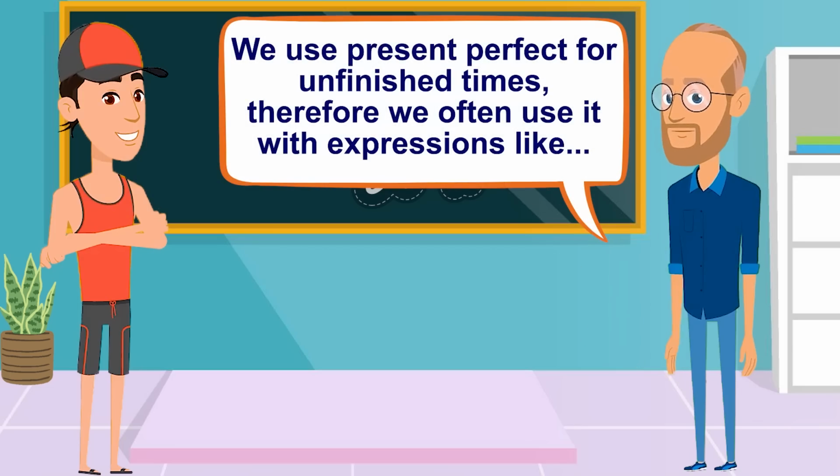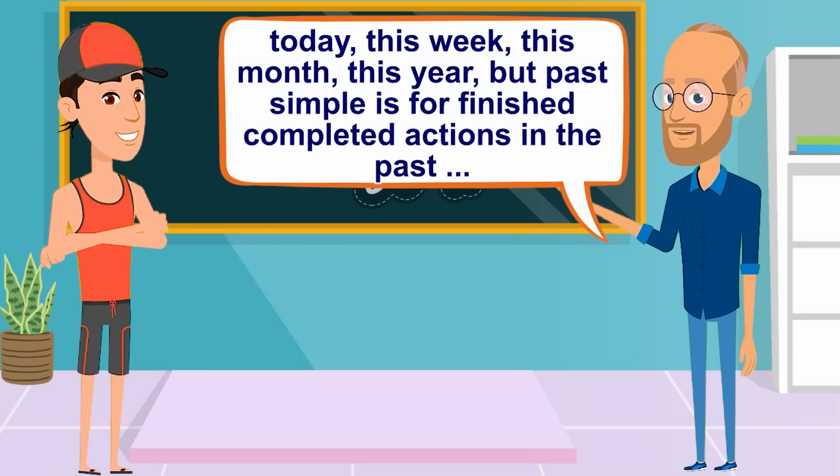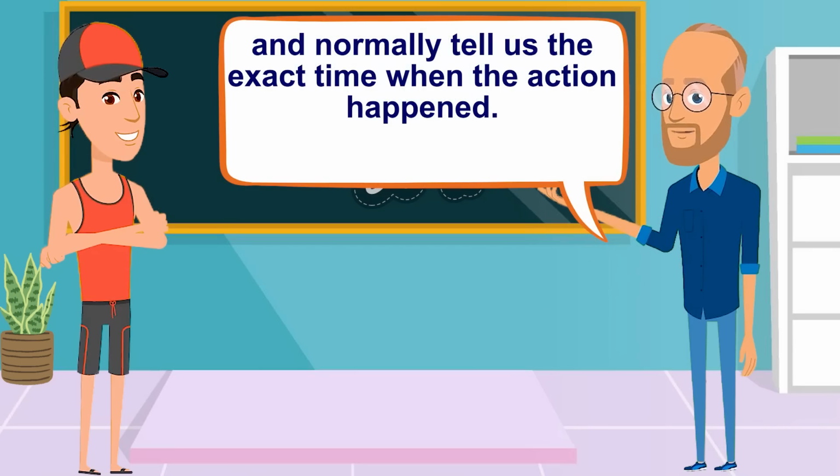We use present perfect for unfinished times. Therefore, we often use it with expressions like today, this week, this month, this year, but past simple is for finished, completed actions in the past. And normally tell us the exact time when the action happened.